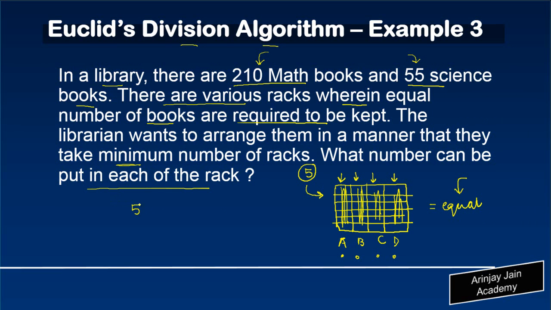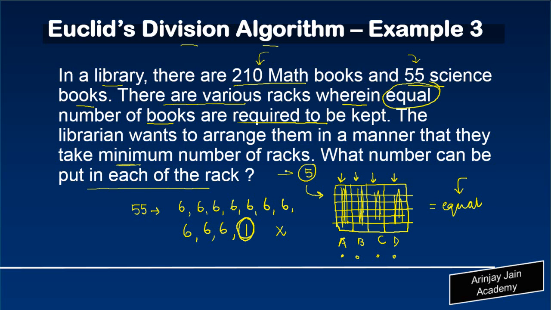Let's say for example we have 55 books. If you start keeping 6 books in each rack, what will happen? You will have 6, 12, 18, 24, 30, 36, 42, 6 times 8 gives you 48, and then 9, and then in the last rack you will be left with only one book, right? Which is not what we want, because we have been told that the books which are required to be kept have to be equal in all the racks, right? Therefore we cannot have 6 books, or for that matter 7, or for that matter 8.